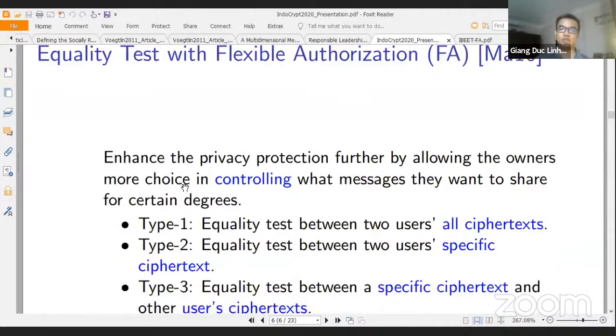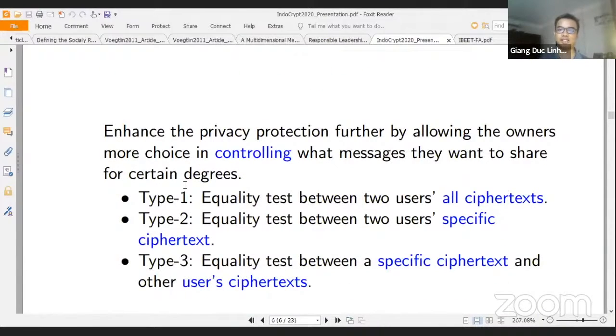You can see that we have three types of flexible operation. Type 1 is when the owner gives their authorization key, that means the trapdoor, to the receiver. They can perform the equality test on all ciphertexts of the owner. On type 2, they are only able to perform the equality test on specific ciphertexts only. And type 3 is in the midst of type 1 and type 2.